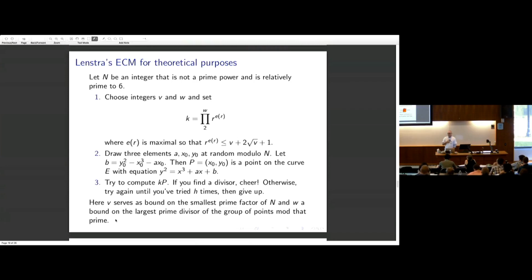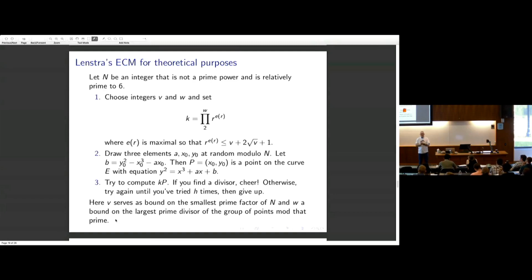From that you cook up this number k, which is the multiple of the point that you're going to take. In the P-1 method, this was like the m that you're going to do. Then you pick 3 random numbers, as I explained, and you get a more or less random elliptic curve, mod n, with a point on it. And you start computing kp. One of two things happens. You compute kp, and nothing goes wrong. So in that case, you failed, and you try again. Or you find a divisor.